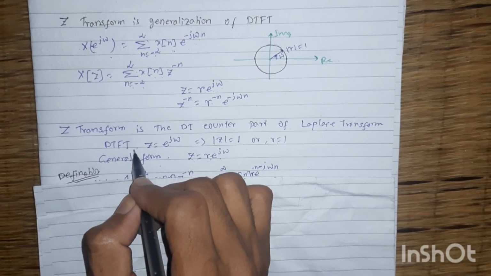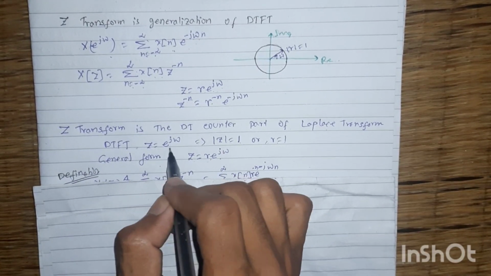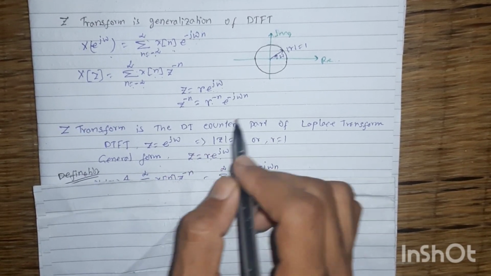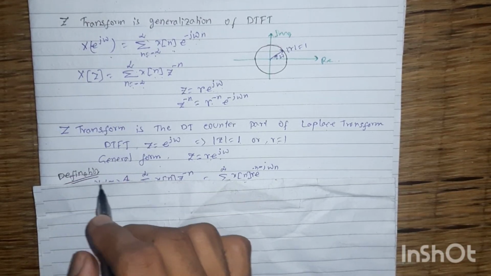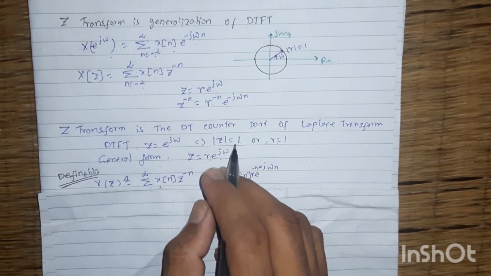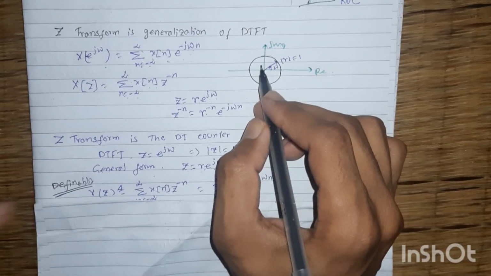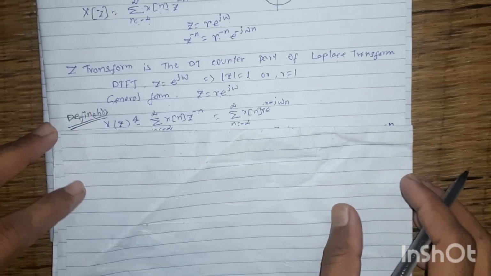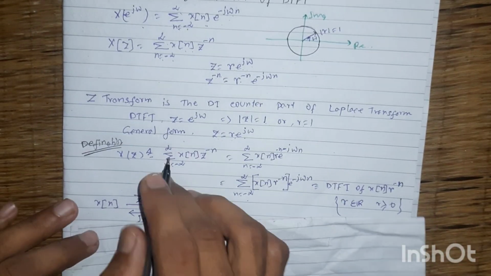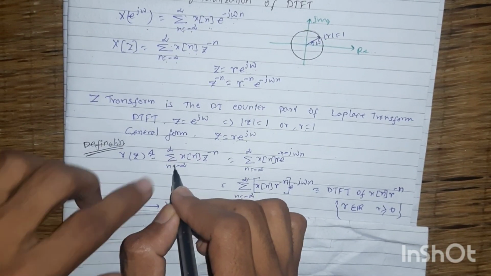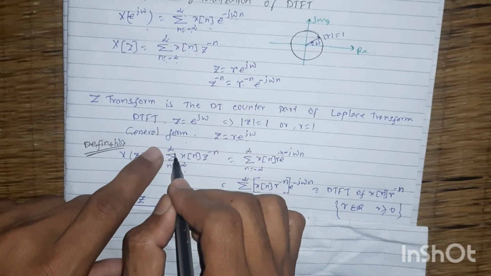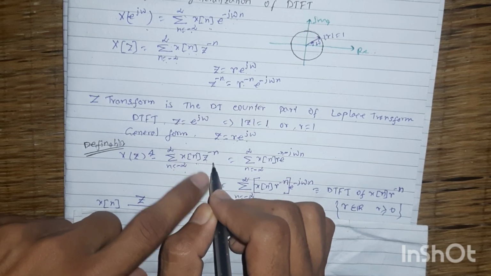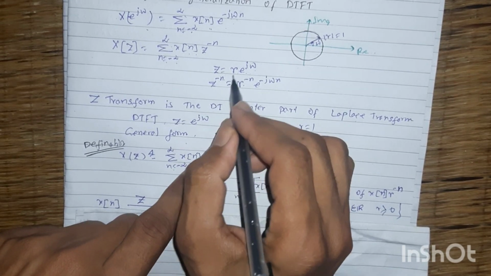In the discrete time Fourier transform, we take z equal to e raised to the power j omega. Here the radius is 1, but in the case of the Z transform, the radius is from 0 to infinity. Means the Z transform takes the entire plane, but the discrete time Fourier transform takes only the unit circle. The definition of the Z transform is X of z equal to the summation n equal to minus infinity to infinity x of n z raised to the power minus n, where z is r e raised to the power j omega.